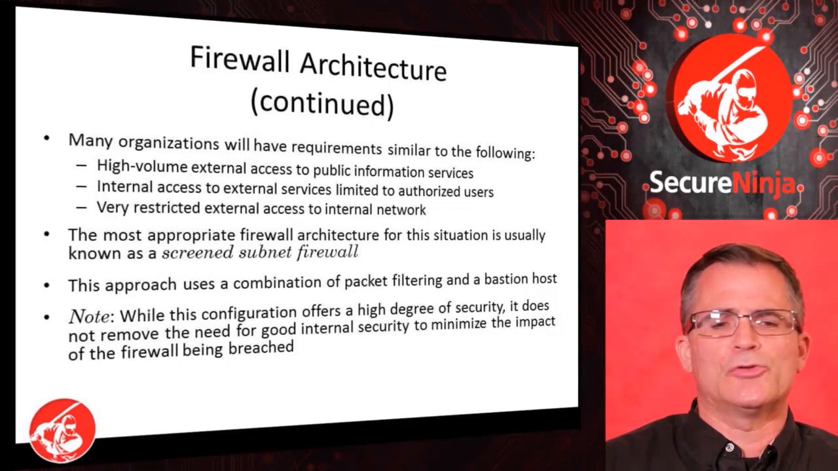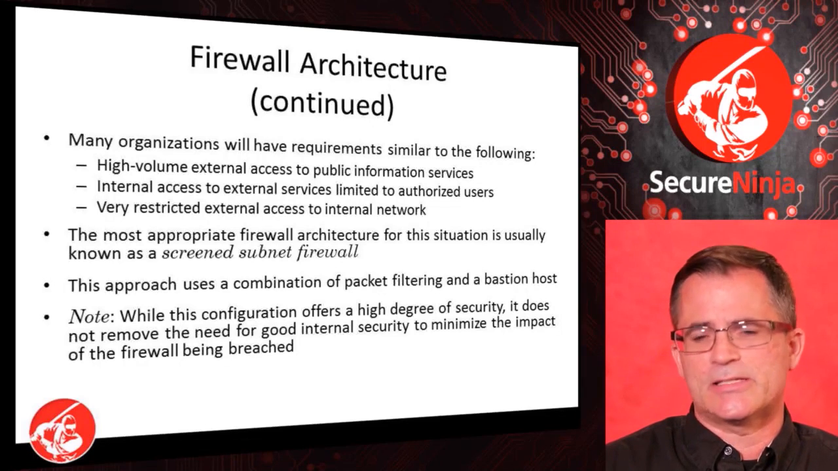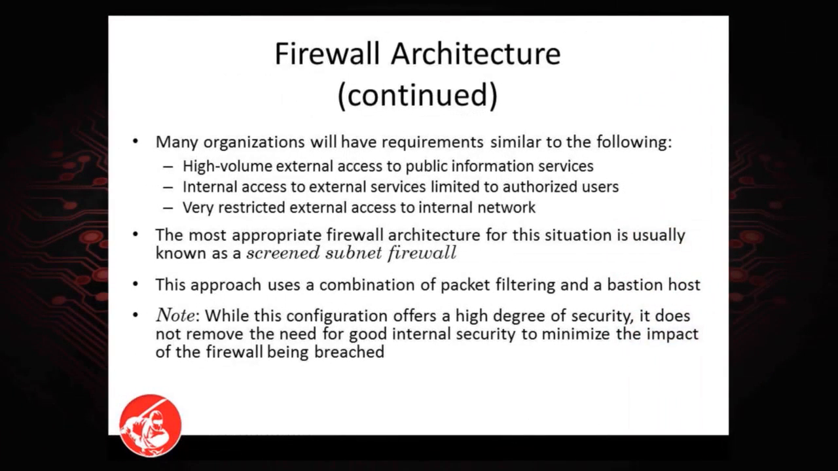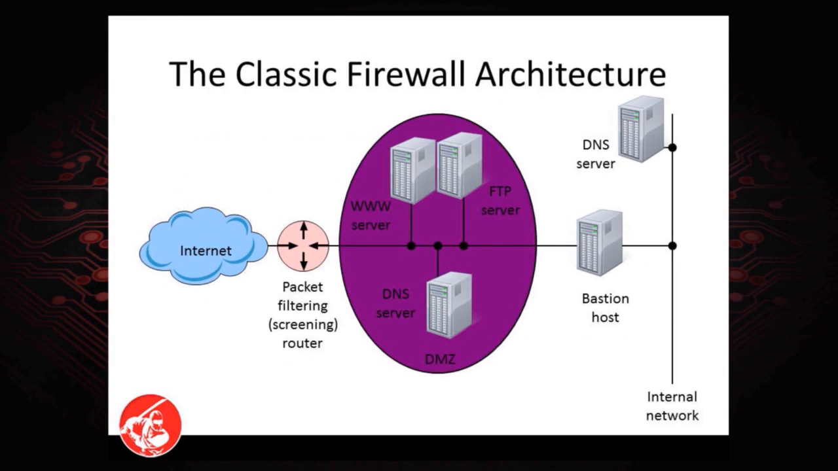So most organizations are looking at high volume, as we said, external access to public information services, internal access to external services, and very restricted external access to the internal network. The most appropriate firewall for this is called a screened subnet firewall. We use a combination of a packet filter and a Bastion host. Okay? And this is an example here of a classic firewall architecture. As you see here, we have our internet cloud, we have our packet filter and screening router, and we have our public DMZ. And then we have our bastion host.